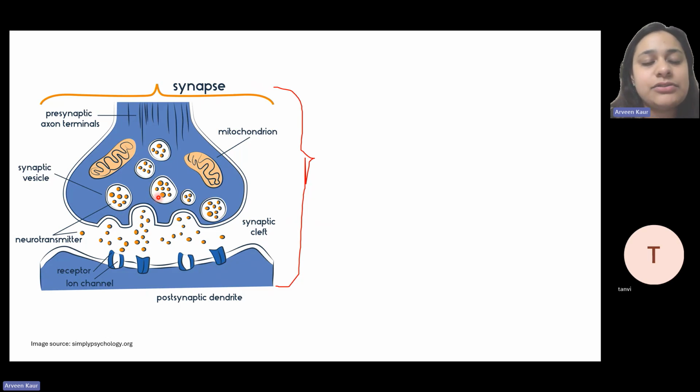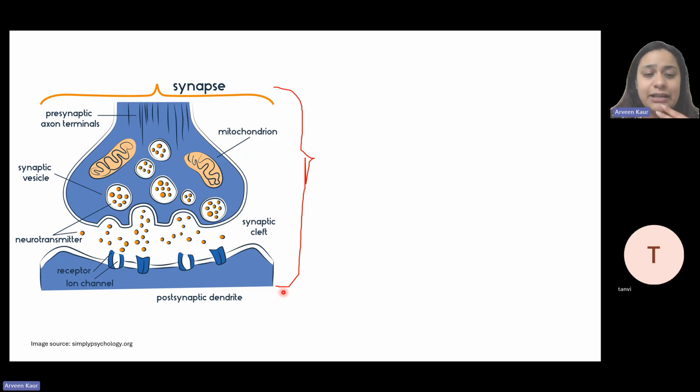And when these synaptic vesicles fuse with the plasma membrane, they basically release these neurotransmitters. These neurotransmitters are then released into the synaptic cleft, and these synaptic clefts are basically spaces, or the empty space, between the presynaptic and the postsynaptic neuron. Over here also the effector cell is a neuron because it says postsynaptic dendrite.